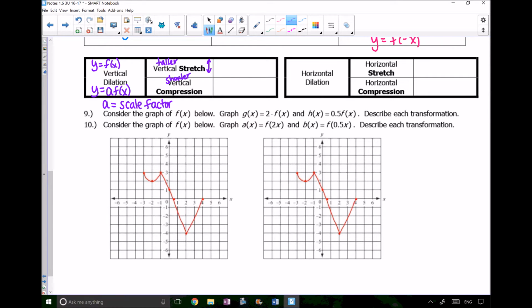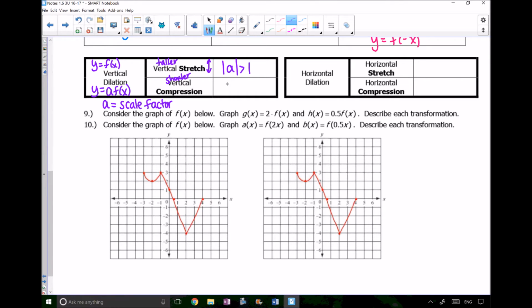Okay, so now if the absolute value of a, and we're saying the absolute value of a because we want this value to be positive. If it's negative, it's just going to tell us to do some type of reflection, right? But if it's positive, the absolute value of a, if it's greater than 1, then it's going to stretch it. It's going to make it taller. Because if, for example, the scale factor is 2, it's twice as tall. If the scale factor is 5, it's 5 times as tall. So you're stretching it with a scale factor of 5.